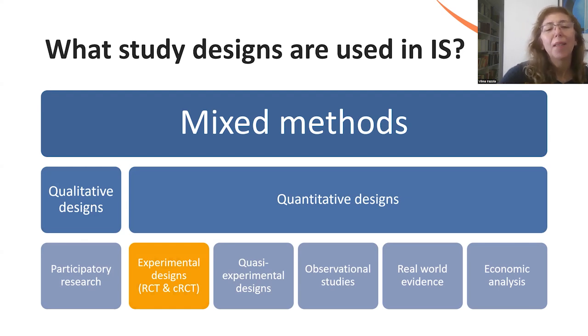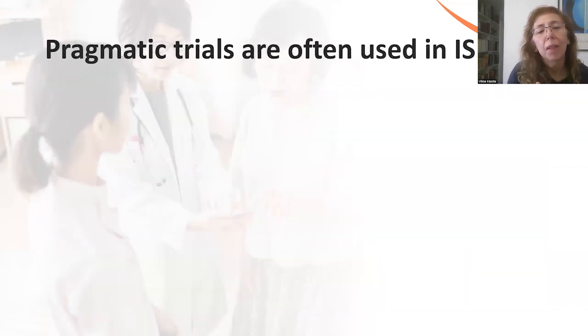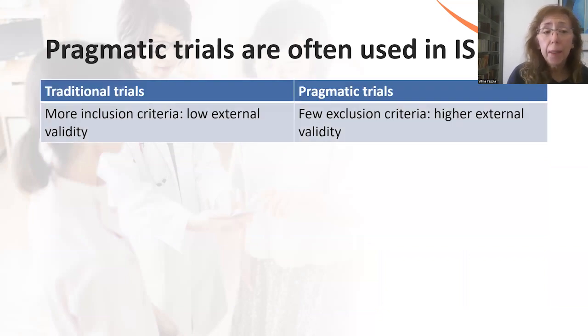And what are pragmatic trials? How are they different from traditional explanatory trials that are often used to test, for example, the efficacy of pharmacological interventions? Well, let's see some of these differences. In terms of eligibility of the population, traditional or explanatory trials usually have more exclusion criteria, which contribute to the internal validity of the study, but limit its external validity.